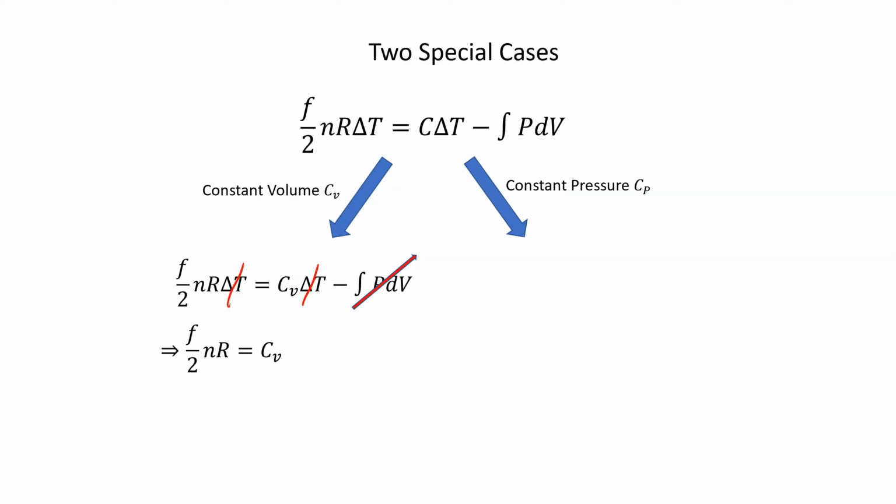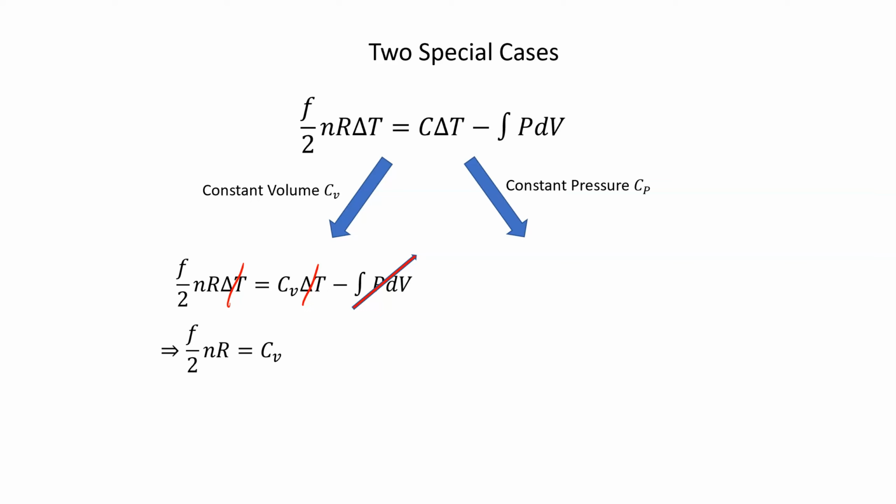CV is F over 2 times N times R. Notice this doesn't depend on any conditions other than the fact that the volume's constant. I don't need to know what temperature it is. I don't need to know what pressure it is. That's why this is a useful constant for talking about a material.